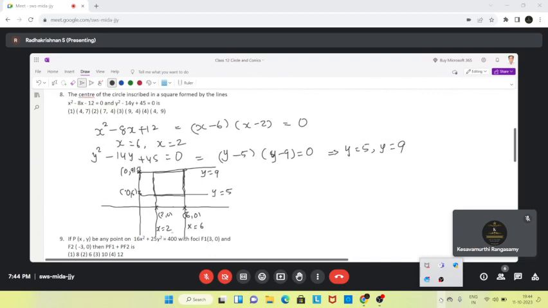So this is the square that is formed, and we have to find the center of the circle inscribed inside the square. 4, 7, sir. Correct, correct. Because you see here the coordinate of x is 2 and here it is 6. So it has to be in the middle. That means take the average of 2 and 6. That will be your x coordinate. So 2 plus 6 divided by 2. Similarly, y, 5 and 9. So it is 4 comma 7. So option 1.